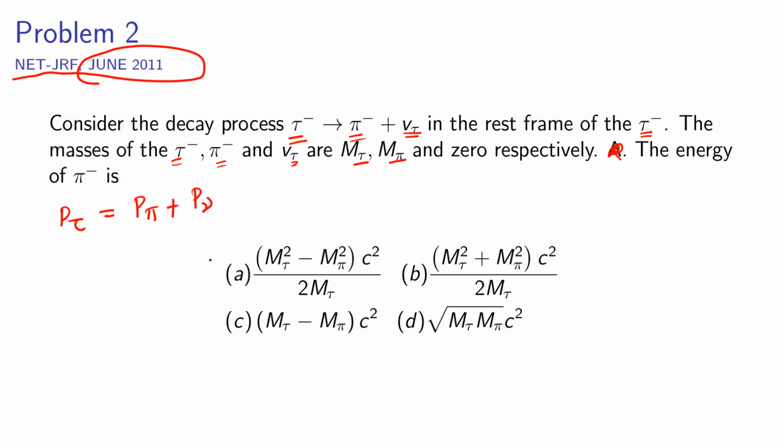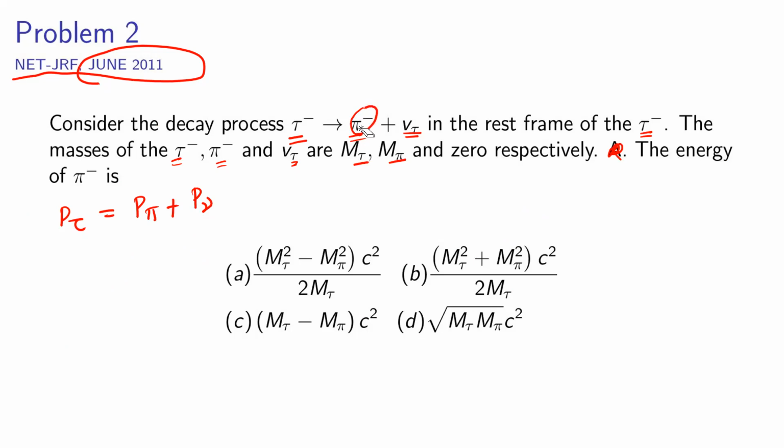We did a problem of this kind already. But this question was asked for NET, so we'll solve this also. Now, the easiest way to do this, what's the energy of pi minus? We just write P tau is equal to P pi plus P nu. But this P pi is a bit problematic.